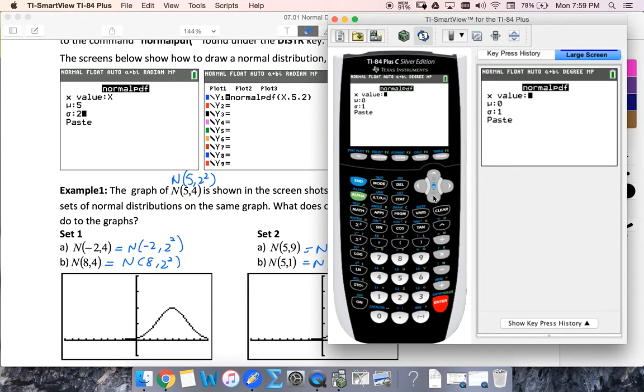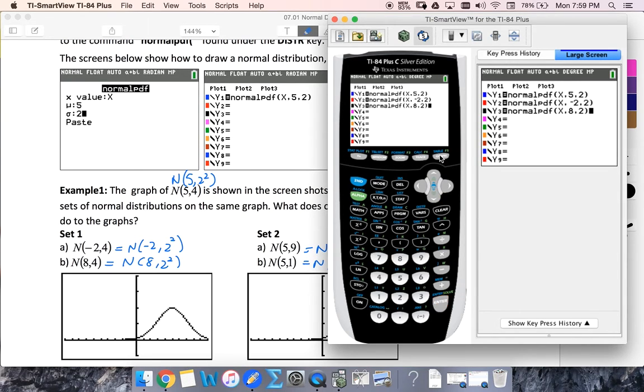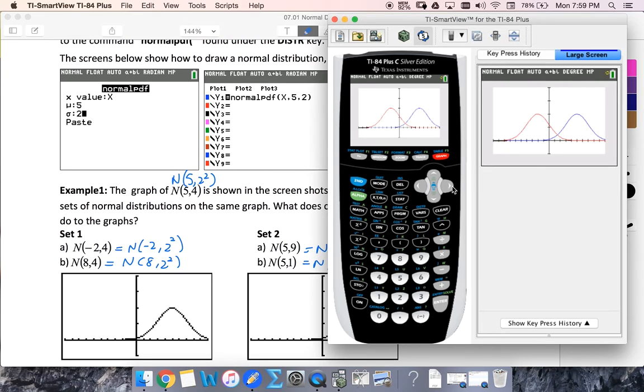Distribution. All right, X value is X. 8, 2. Let's paste it. All right, so now let's graph it. There's our first two. Here comes our third. And so when we change the mean to 8, my whole graph shifts over until it's centered around 8.